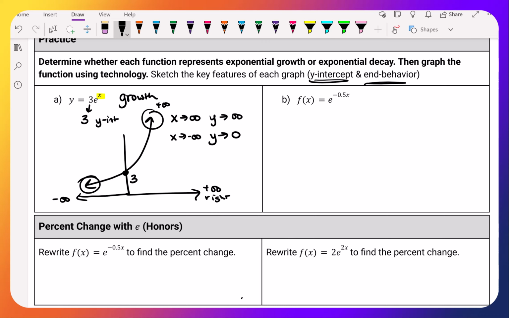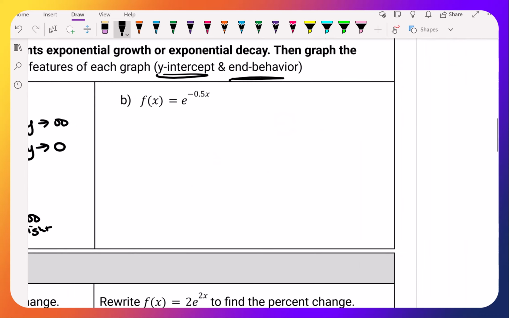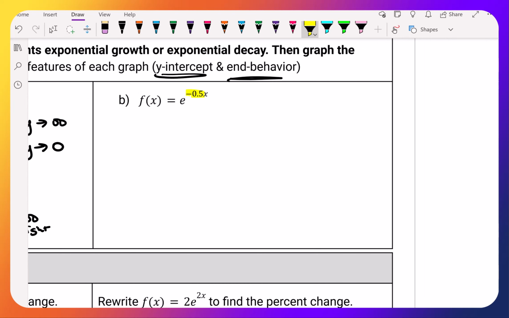All right, let's look at B. This one's different, obviously, because it's got a negative exponent, which means that this is going to be a decay. It should look something like this, all right? I don't see an initial value, which means there should be a 1 in front. So my y-intercept should be a 1 because I don't have any translations up or down.